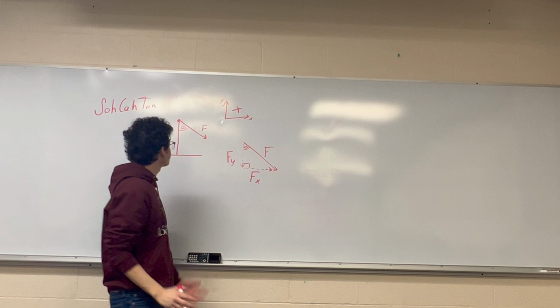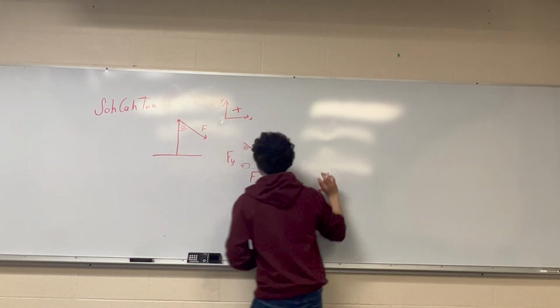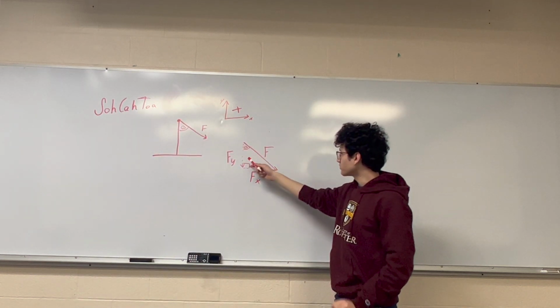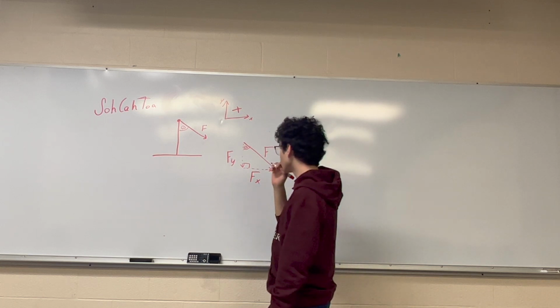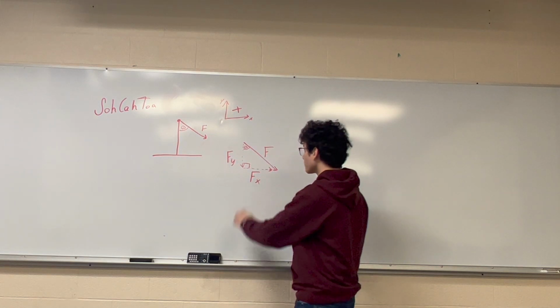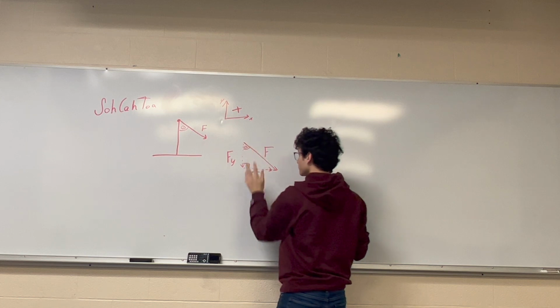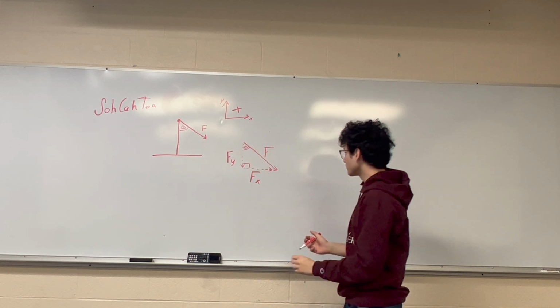So we're going to do the exact same thing using SOHCAHTOA. To find Fy, we'll use our angle theta. These are the only two things we know. We only know theta and F. Okay? So let's start.